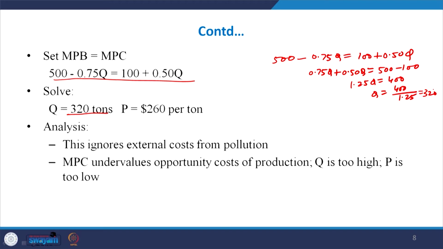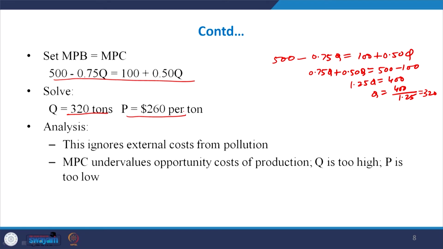320. Now, putting the value of Q into any of the equations, supply function or demand function, you can easily estimate the price of 1 unit of output, sugar, and that is $260 per ton. Now, what is our analysis in this regard?